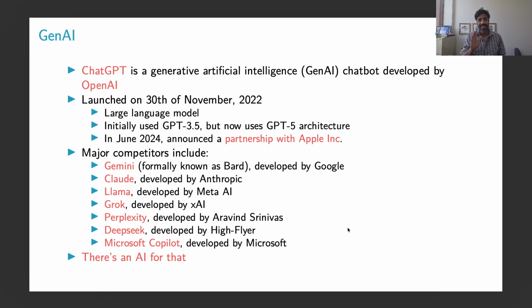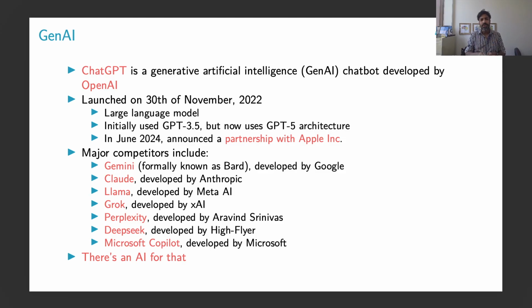And what I wanted to focus on in this slide is really a historical account of where we are with AI. So ChatGPT is a generative artificial intelligence chatbot developed by OpenAI. OpenAI is the company that owns and created ChatGPT. Launched on the 30th of November 2022. It's a large language model, which we'll discuss in more detail later in the workshop. It initially used GPT 3.5 architecture and now uses GPT 5 architecture as of recording this video. I'm sure it'll continue updating, and we'll go into what that means later in the workshop as well.